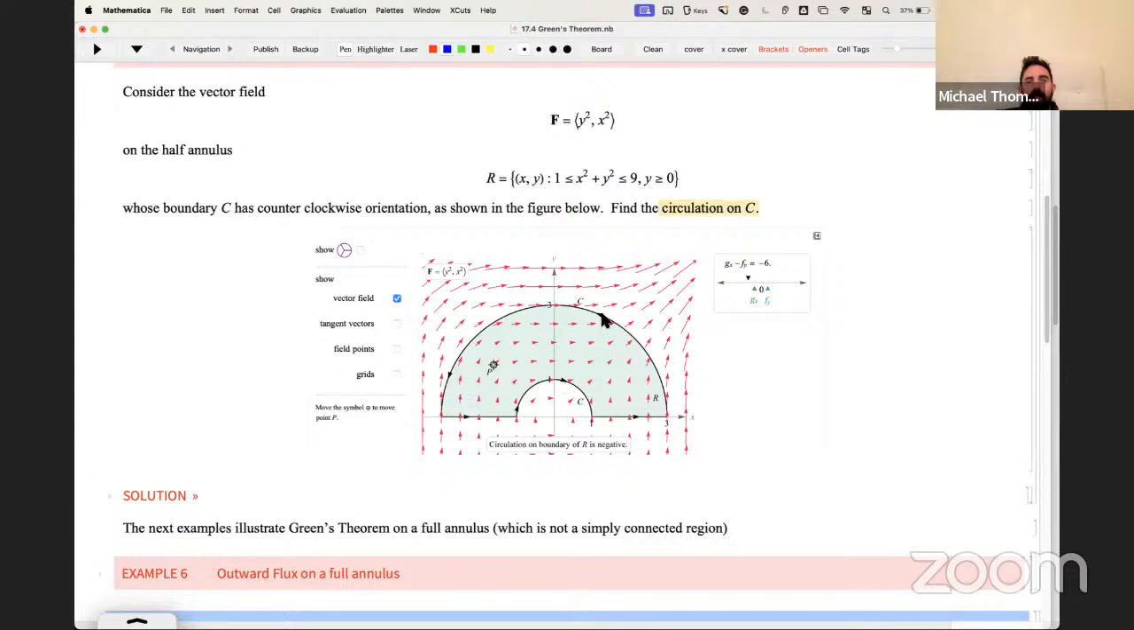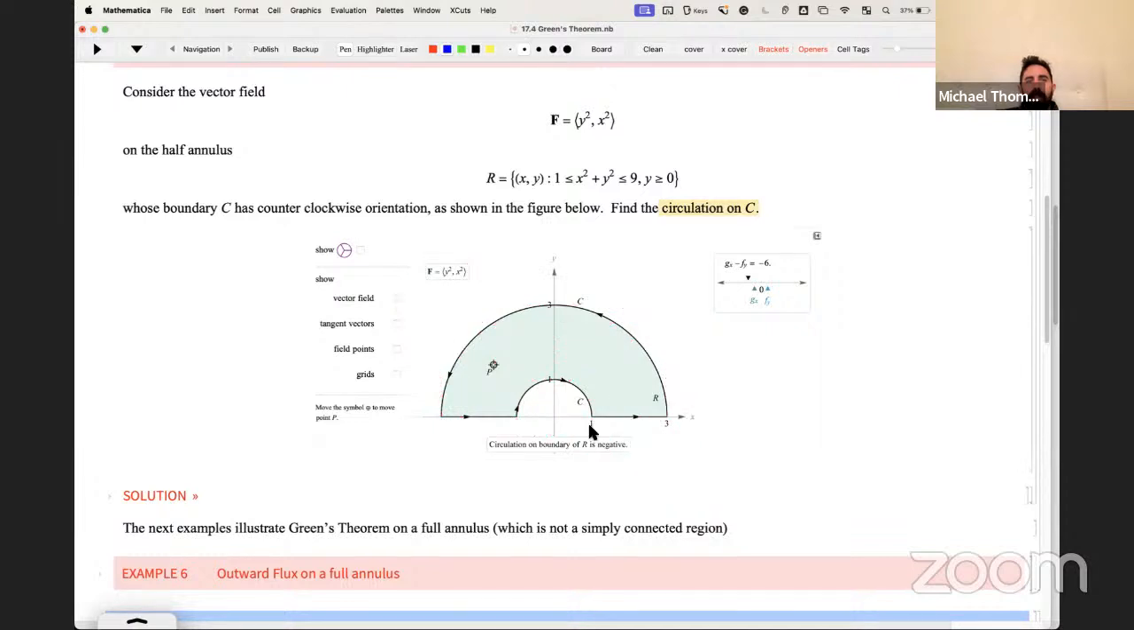You have to make sure to orient your curve in the counterclockwise direction. Hopefully you can see that our curve is oriented in this direction, counterclockwise as we move around it. Simply connected region R, and then the curve is piecewise smooth, continuous, walking around in this counterclockwise direction.